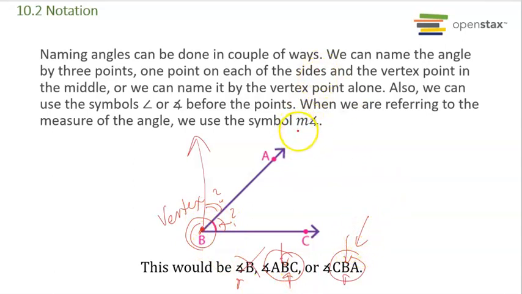You can also talk about the measurement of these things, but just put a little script M out top. So this would be the measure of angle B, where the measure of angle ABC is, I don't know, 30 degrees or something like that.